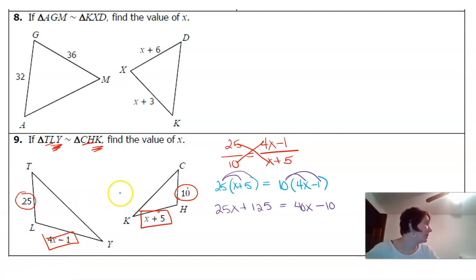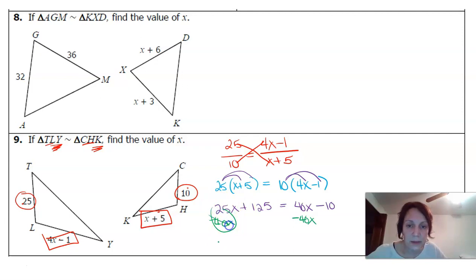What do you want to move, Feynman? Feynman wants to move the 40x. He says that he doesn't like having his variables on the right side. I agree, Feynman. You are a very smart cat.